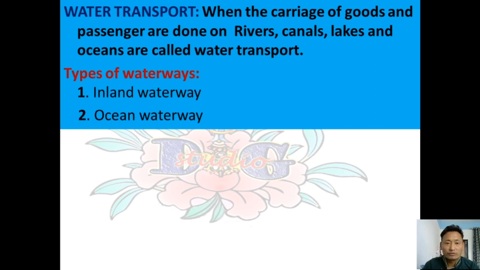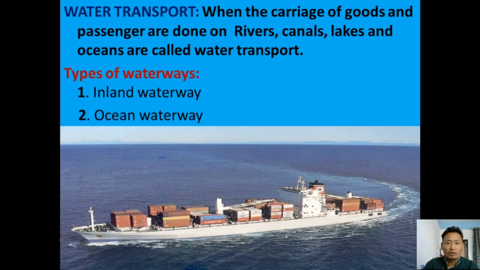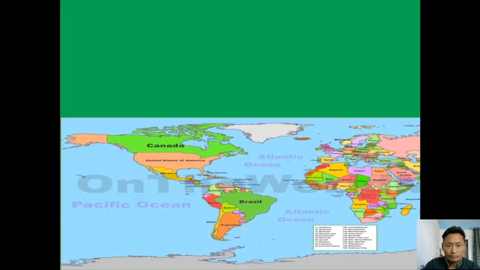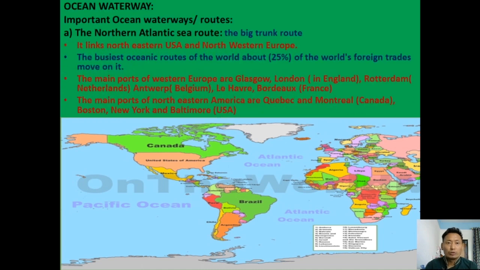Water transport is further divided into two: inland waterways and ocean waterways. Inland means inside the land we have water bodies, mostly rivers and lakes. If we navigate on these water bodies, lakes and rivers, these are called inland waterways. And the next one is open sea waterways. If we navigate on the open sea via big vessels, then it is called ocean waterways. Here we are going to learn about some of the important ocean waterways of the world.